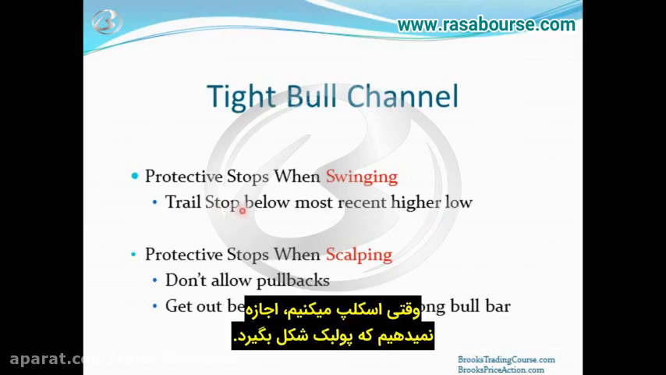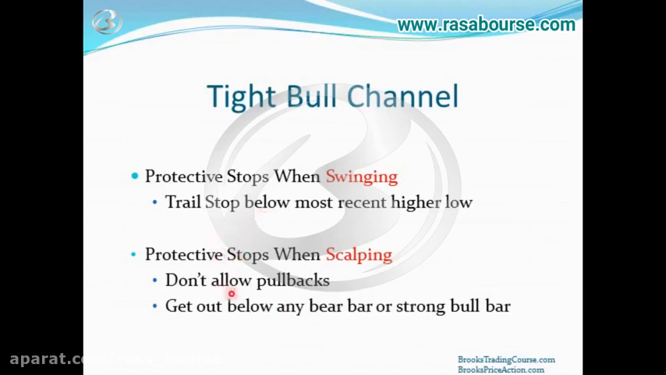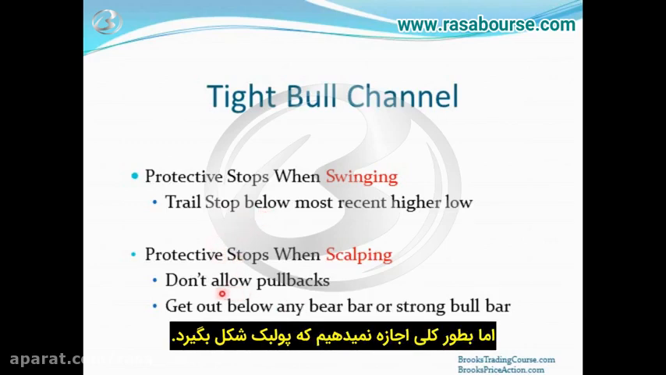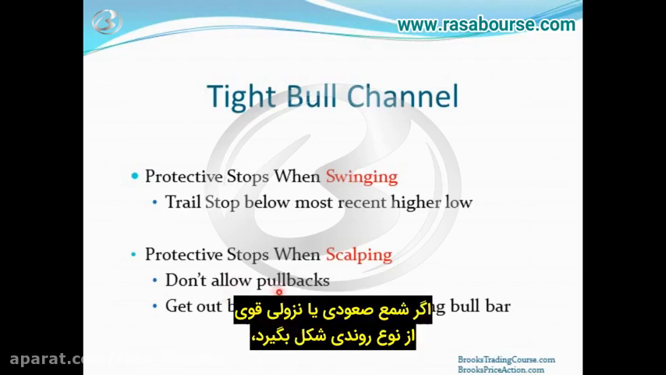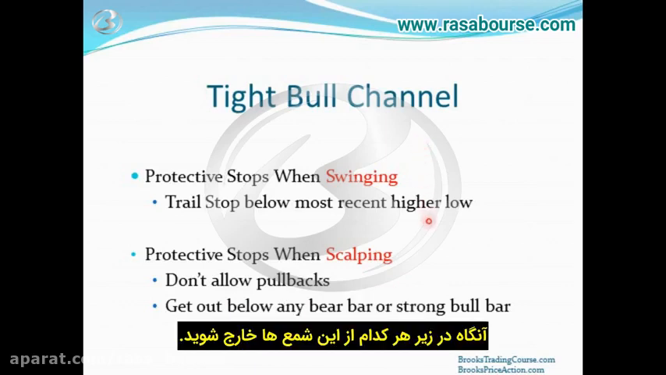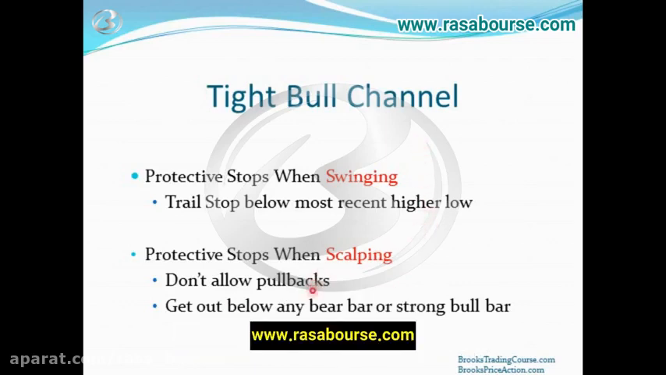When you're scalping, you're not going to allow pullbacks. You might allow a tick or two pullback, but for the most part, you do not allow pullbacks. If you have a strong trend bar up or a strong trend bar down, either one, get out below the low of the strong trend bar.